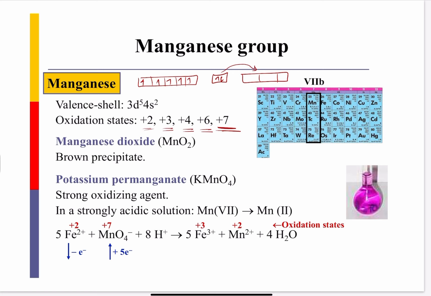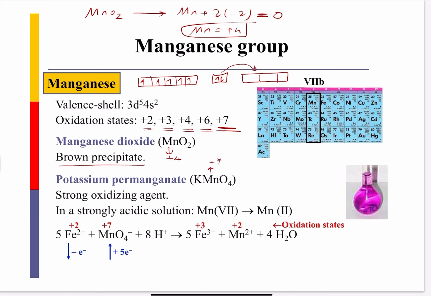One of the most important compounds is manganese dioxide, in which manganese is positive 4. How is it positive 4? If I write MnO2, usually oxygen is -2, so we can write Mn plus 2 times -2. The molecule charge is 0, so Mn is positive 4. It is a brown precipitate. And in KMnO4, Mn is positive 7. How is it possible?